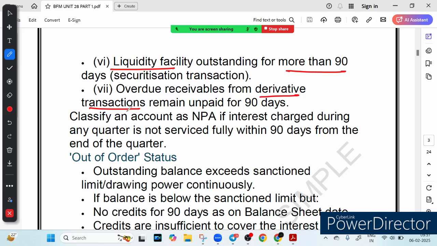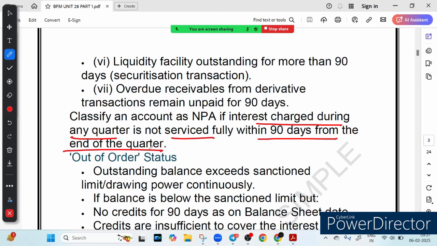One more rule is there: if a bank charges interest in any quarter and the borrower does not pay it fully within 90 days, the account will also be classified as NPA. So you can classify an account as NPA if the interest charged during any quarter is not serviced fully within 90 days from the end of the quarter. So these are the conditions for which a loan becomes NPA.